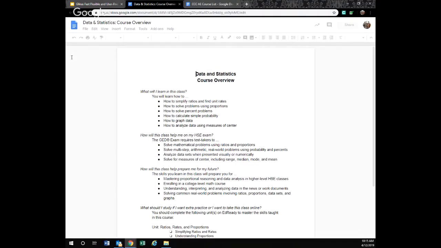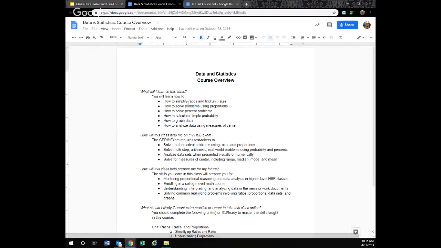And so the course overview, this handout is given to students when they get their class schedule. We really break down exactly what they're going to learn. So we go from the college and career readiness standards and tune them down so that they're in student-friendly language, so that it is approachable for students. We tell them exactly how this will help them on their exam.